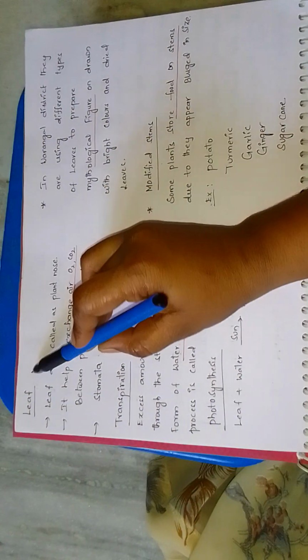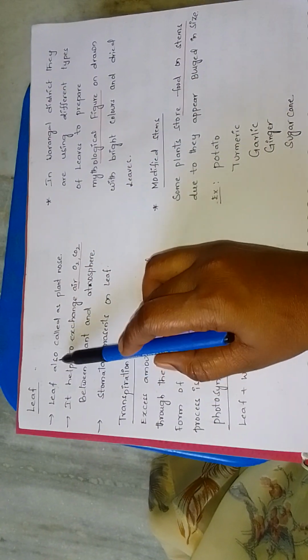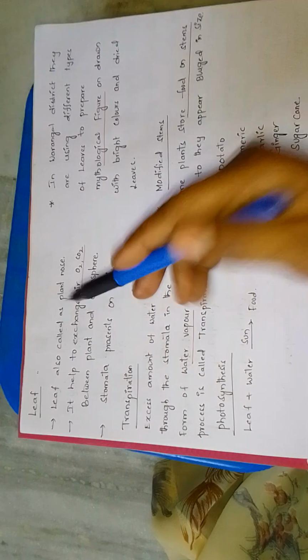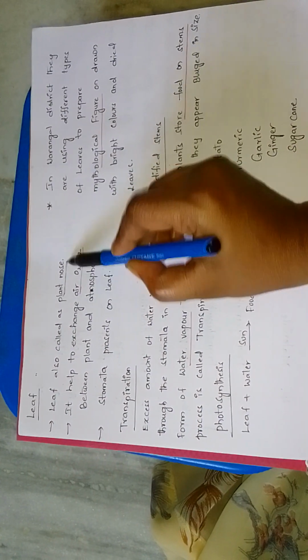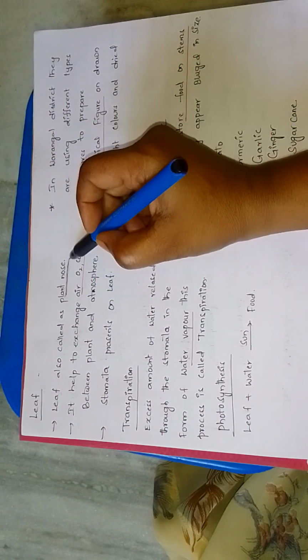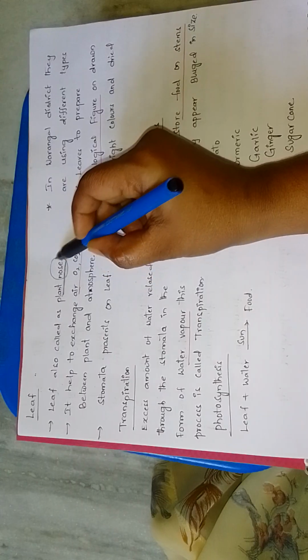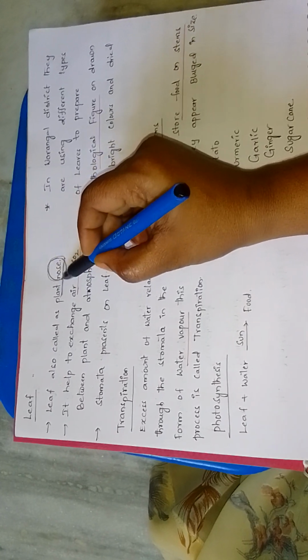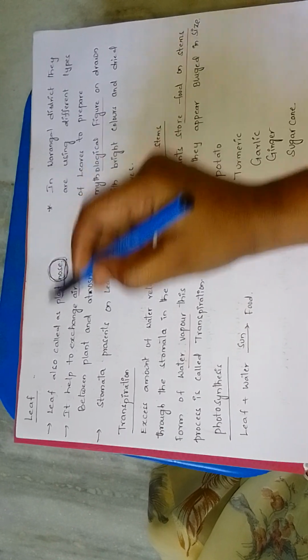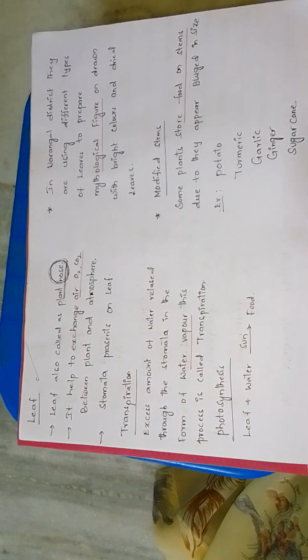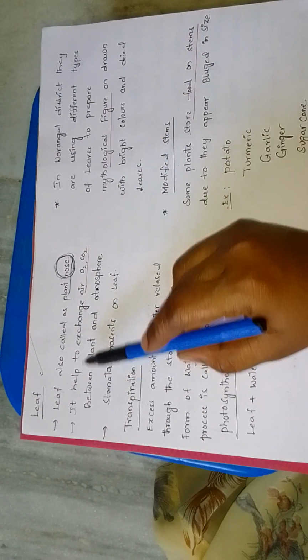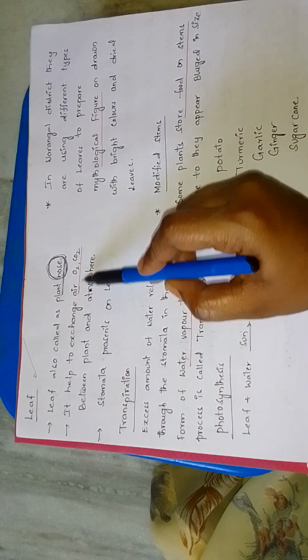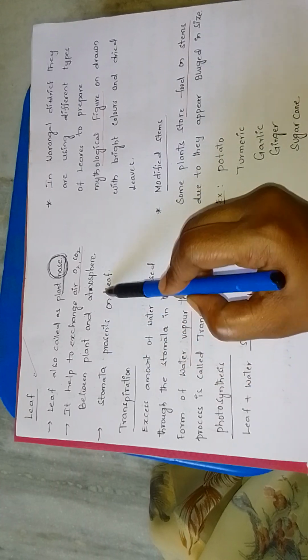Next one is leaf. Leaf acts as a plant nose. Suppose we have a nose; we use that nose to exchange the gases. Same like our nose, leaf acts as a plant nose. This leaf helps in exchange of air between the plant and the atmosphere.